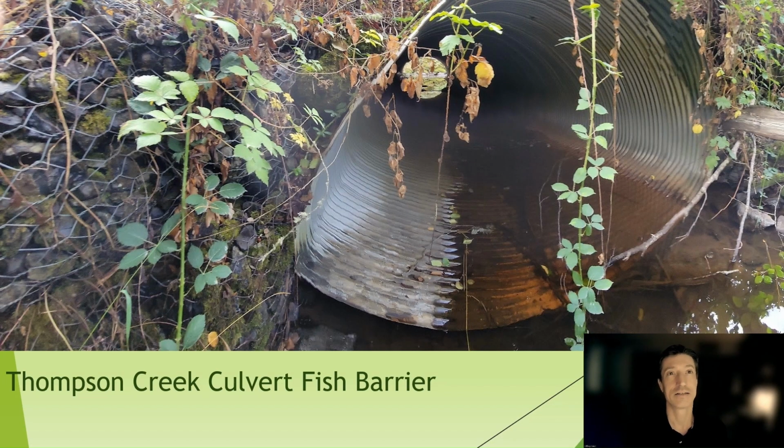As you can see here, the most obvious characteristic of the Thompson Creek culvert that classifies it as a fish barrier is the lack of water depth. The stream undercuts the 11-foot diameter pipe and is now flowing through a crevice underneath the culvert, making it impossible for fish to navigate this passage if there is not a substantial excess of water flowing through it.